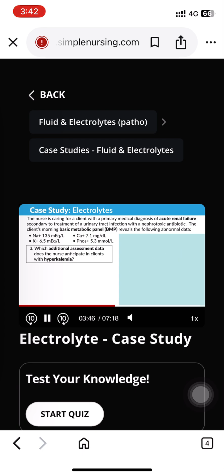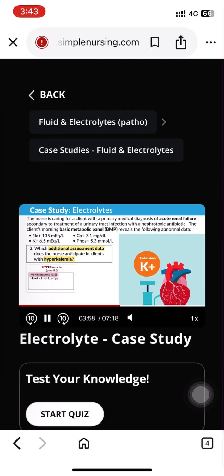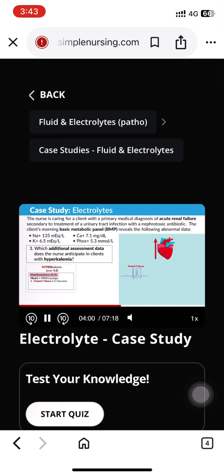All right, so let's break it down. This question's asking for additional assessment data for hyperkalemia, that high potassium. So once again, think high pumps for high potassium. And remember, your top 3 here. We have peak T waves with ST elevation and severe VFib and cardiac arrest, as mentioned before, and hypotension and bradycardia as the heart cramps up from that high pumping from that high potassium.